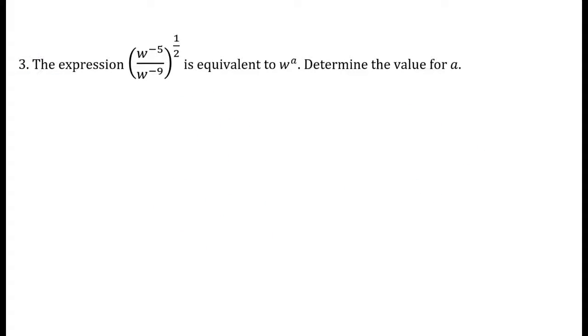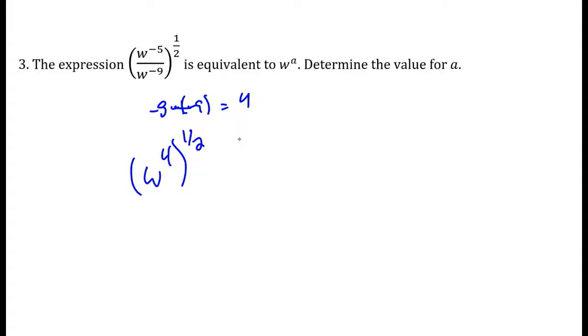The expression w to the negative 5th over w to the negative 9th, to the 1/2 power, is equivalent to w to the a. Determine the value of a. Well, when I see this division in here, when I divide quantities with exponents, we subtract. So w to the negative 5th, what's negative 5 minus negative 9? Becomes a plus, so it becomes 4. So this is w to the 4th to the 1/2.